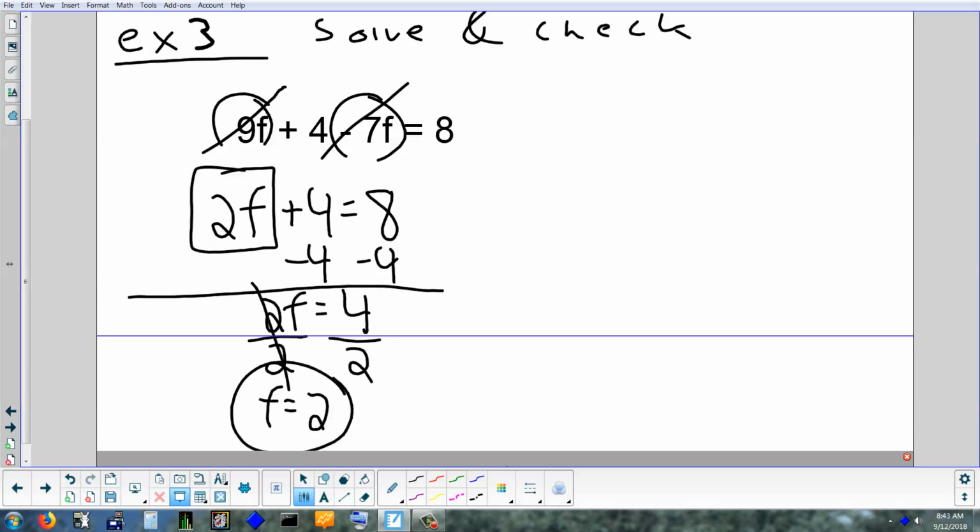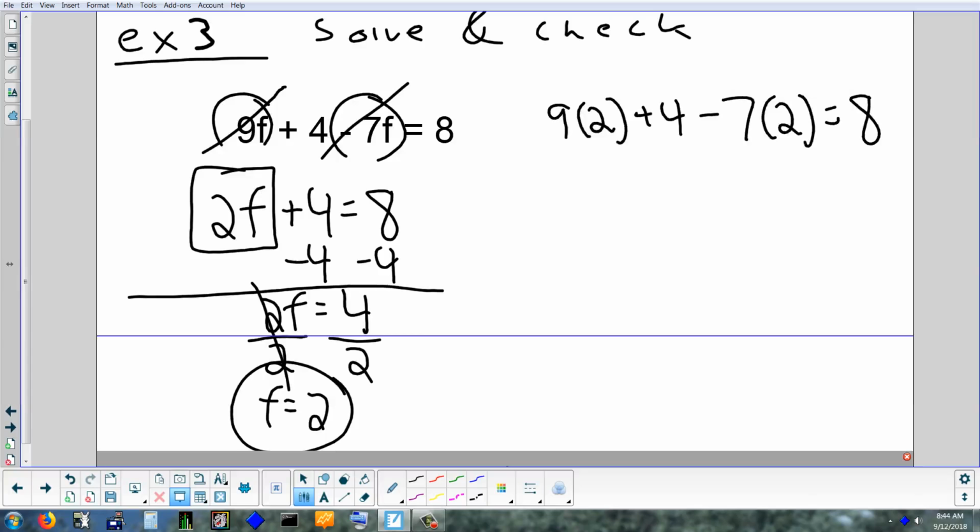Now this one says check. This one says check. So, if I was to write it out, because I have some variables next to numbers, what might I want to use when I write it out? Donovan? Parentheses. Donovan, tell me what to write. 9, 2 in parentheses, plus 4, -7, 2 in parentheses equals 8.